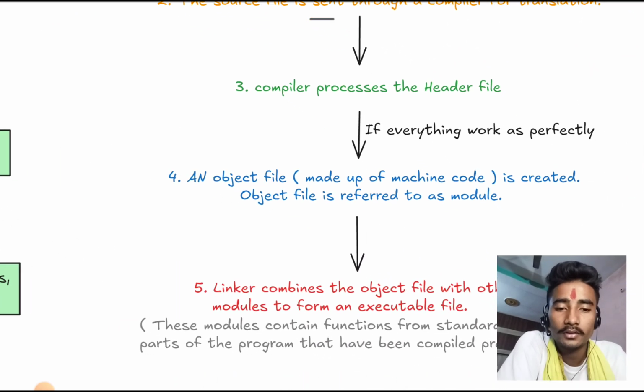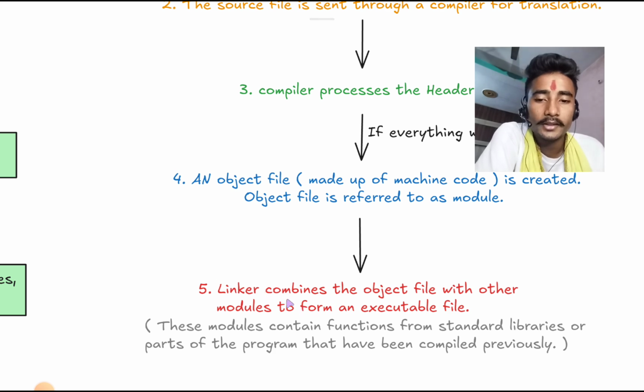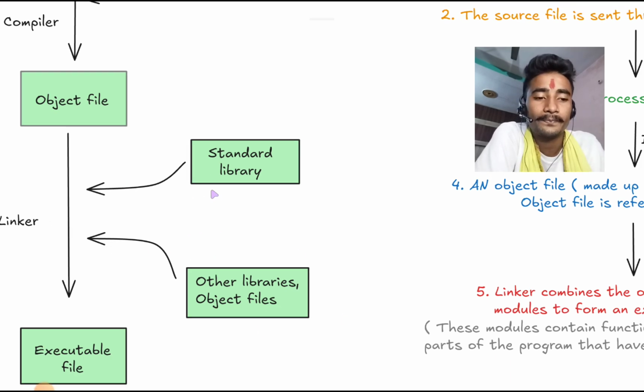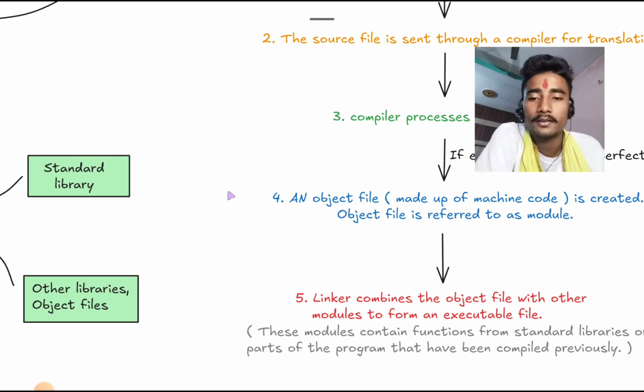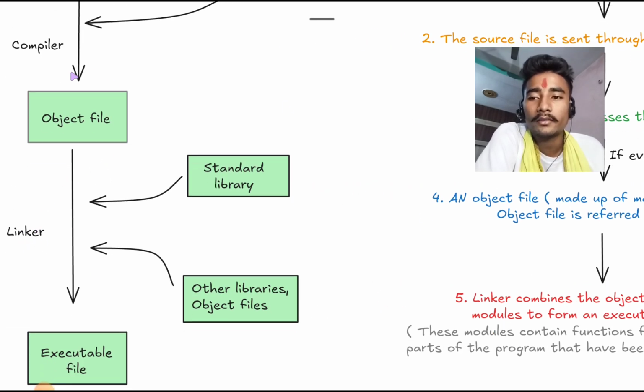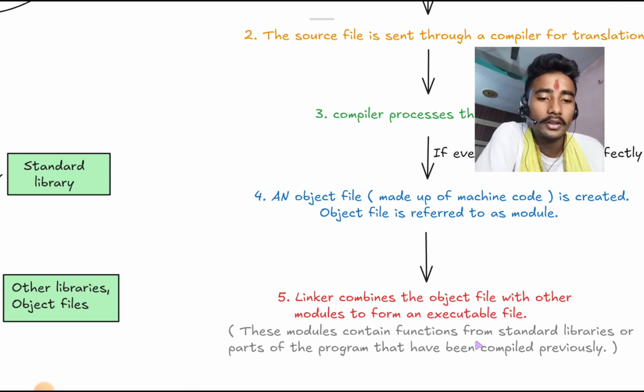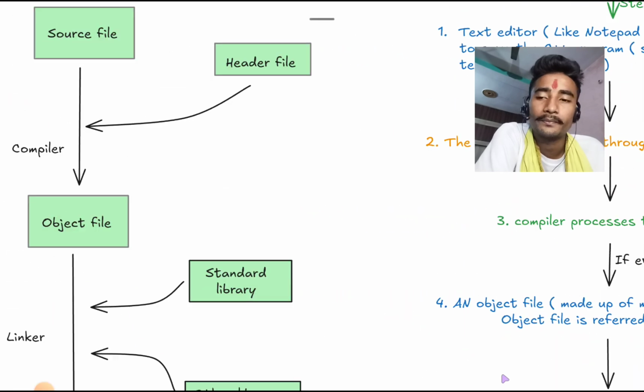Next, the linker combines the object file with other modules to form an executable file. As you can see, the linker combines the object file with other modules to form an executable file. These modules contain functions from standard libraries or parts of the program that have been compiled previously.